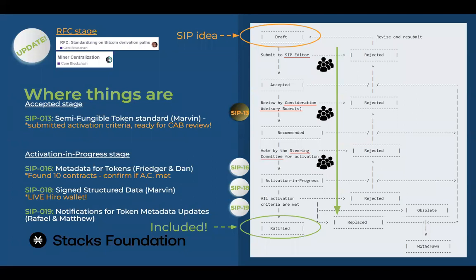18 is already live, I believe, in Hero Wallet. So now if you go to any marketplace or do anything, you need to sign a message.